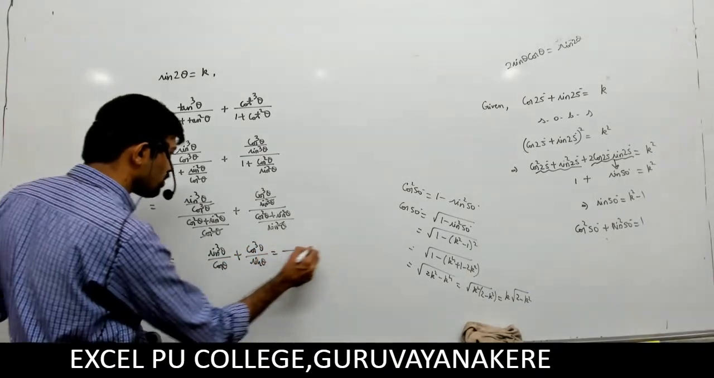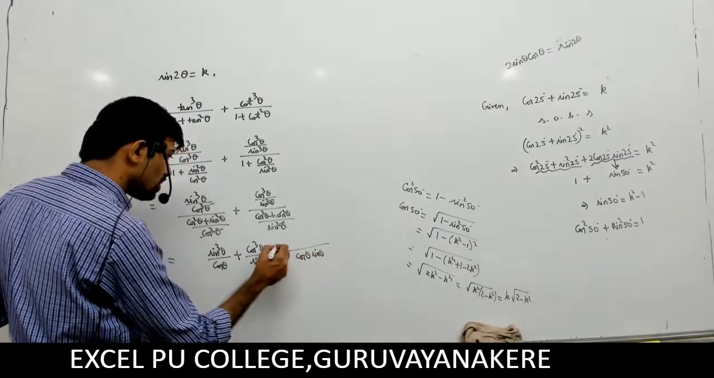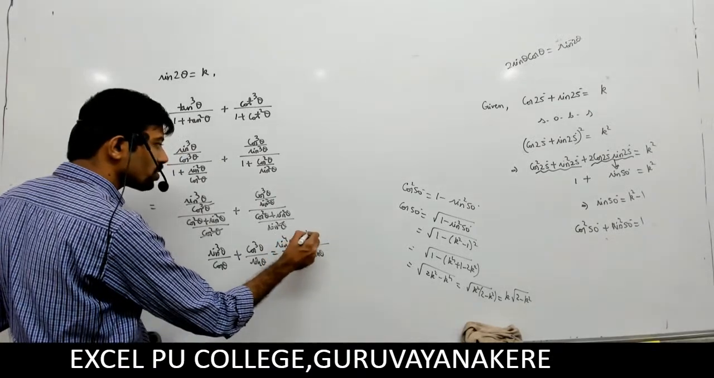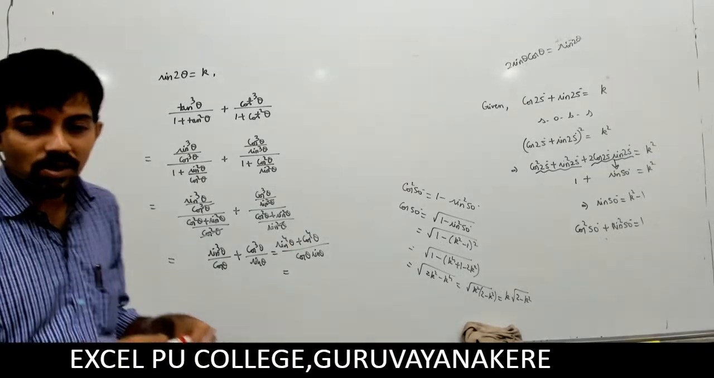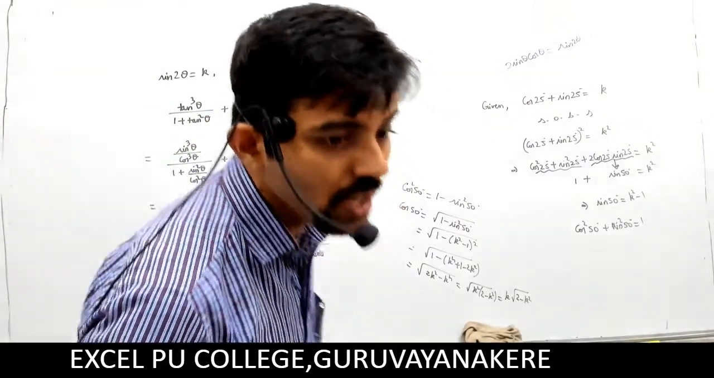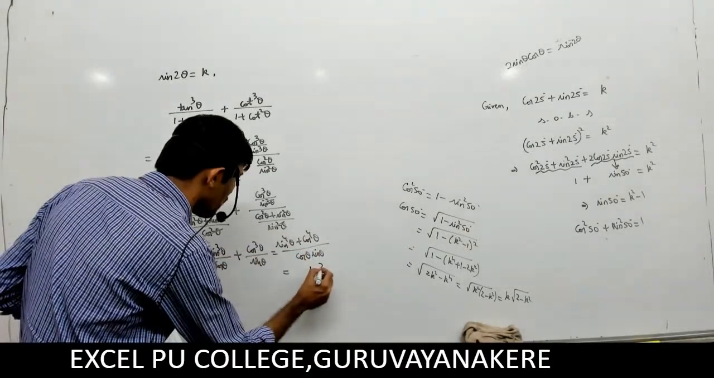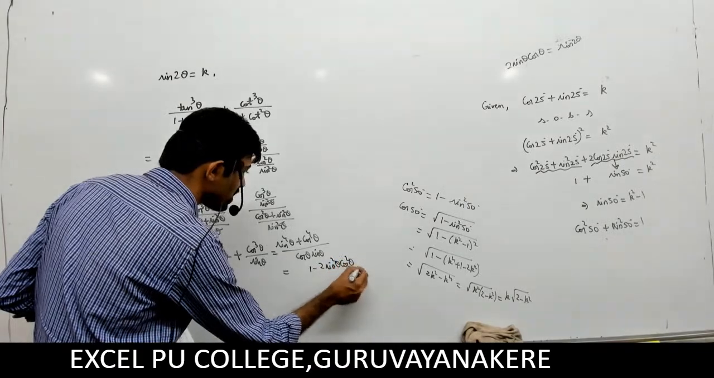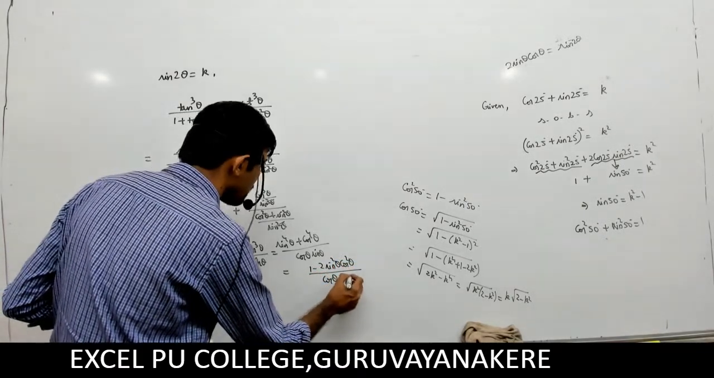Take common denominator here, cos theta into sin theta. So what you get is sin power 4 theta plus cos power 4 theta. Already I gave the formula for sin power 4 theta plus cos power 4 theta, which is how much? 1 minus 2 sin square theta cos square theta. Familiar formula. This is (1 minus 2 sin square theta cos square theta) divided by cos theta into sin theta.